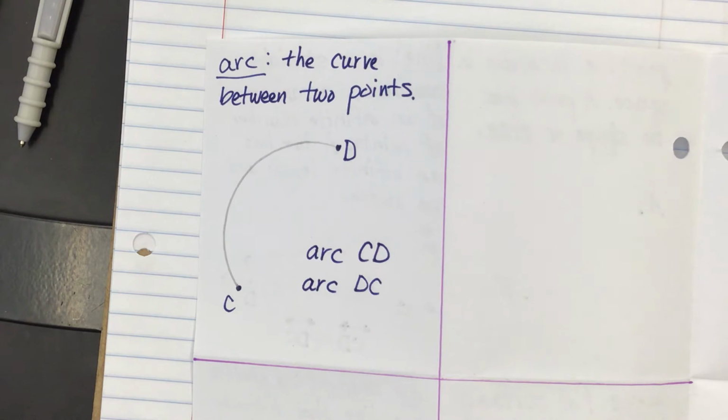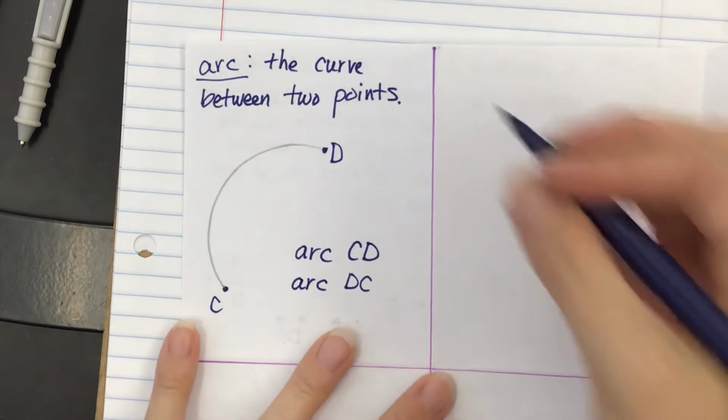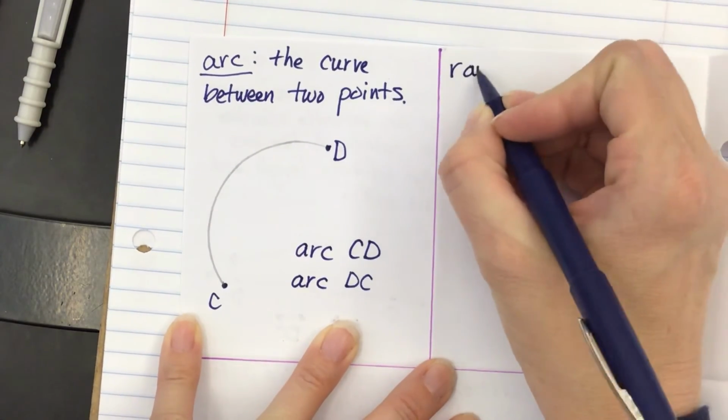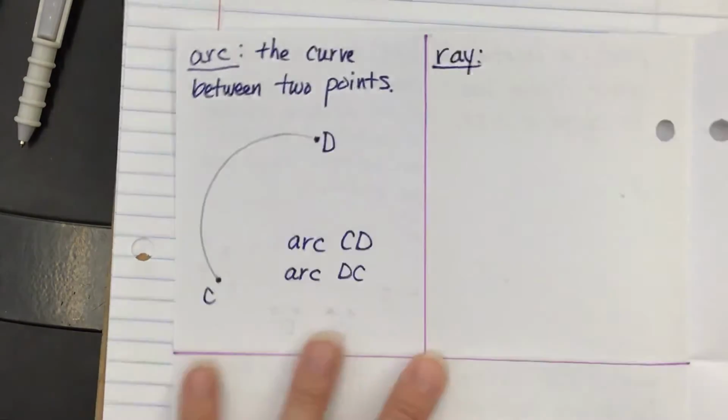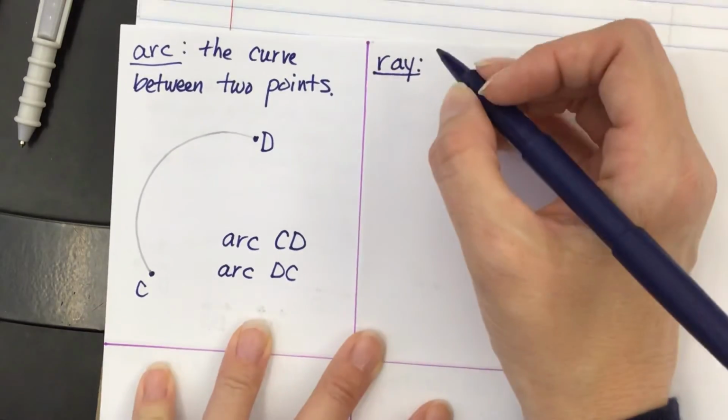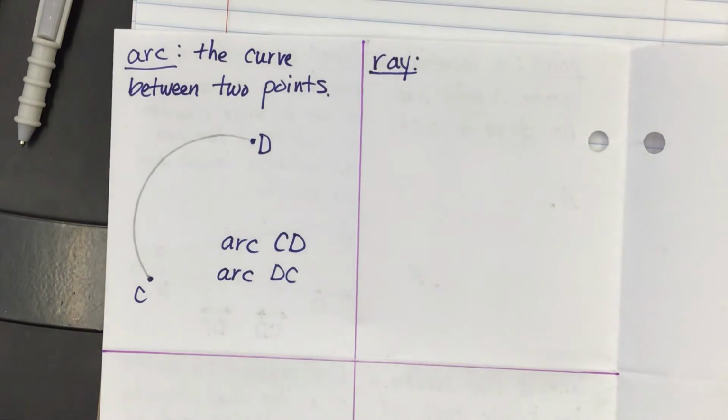All right. Our next term is called a ray. Now, I'm going to demonstrate for you using my pen. A line goes on infinitely in both directions. A ray only goes infinitely in one direction, and it has an endpoint. Okay, so a ray has an endpoint, and then it goes continually on forever and ever and ever in one direction.